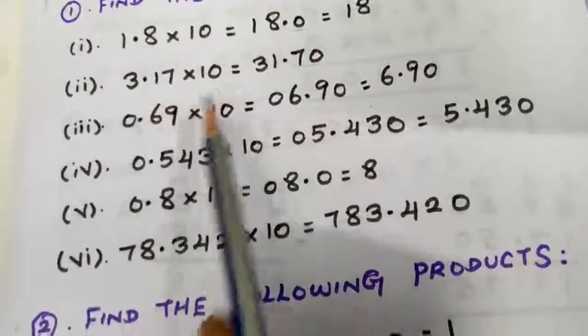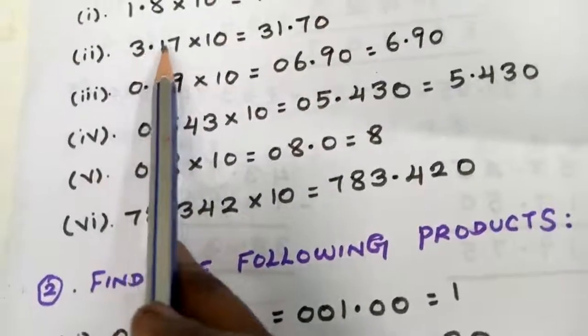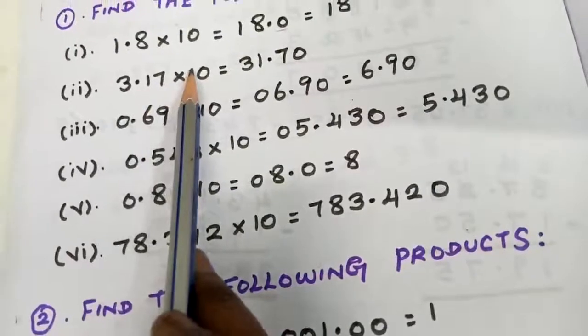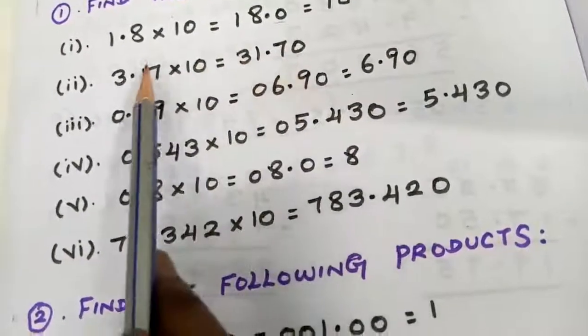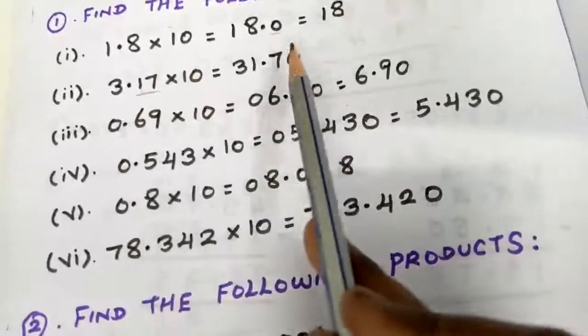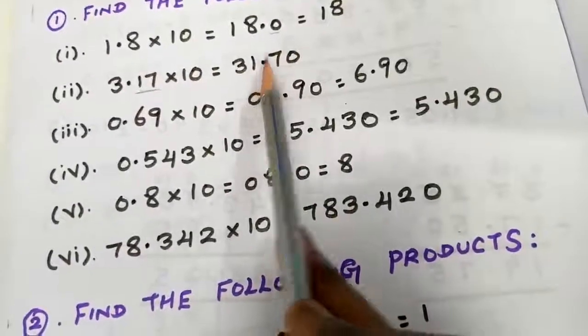Similarly, coming to the next question, same way, 33.17 into 10, you can write directly, leaving this 1, 3170. After the decimal point, you are having two digits, 1, 2. That is why I am keeping the decimal point in this place.